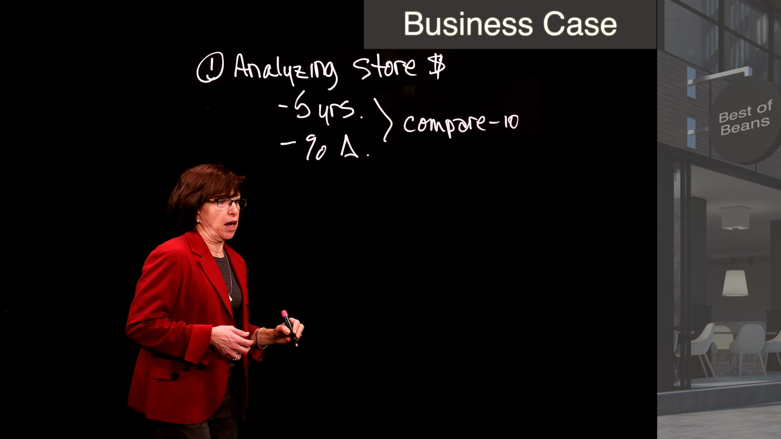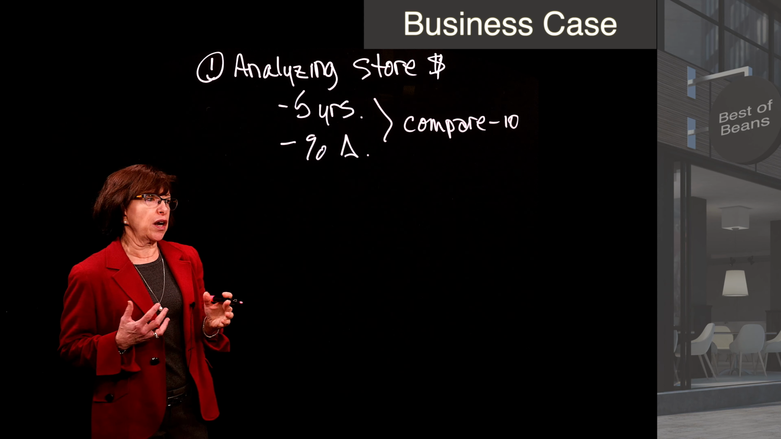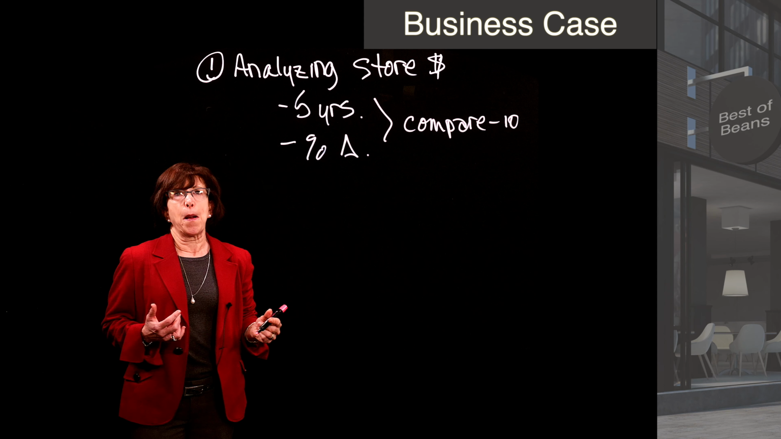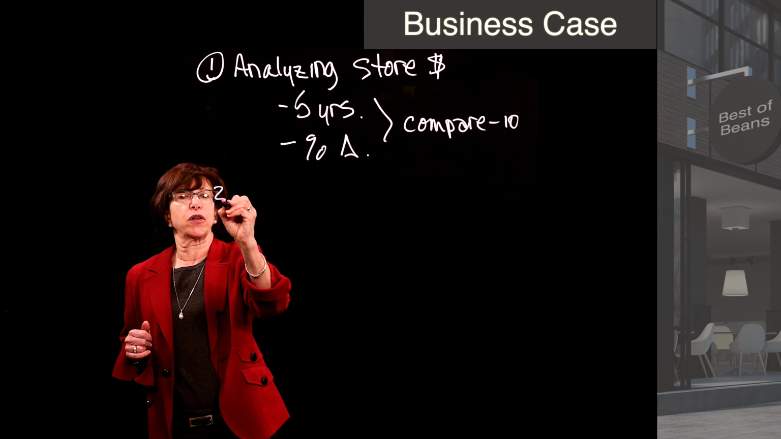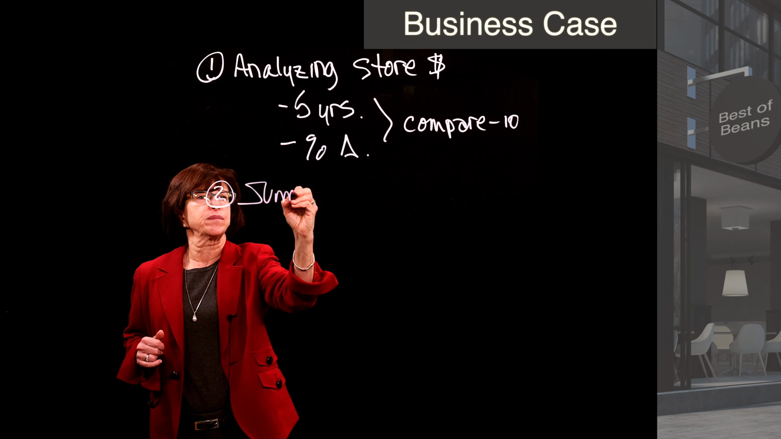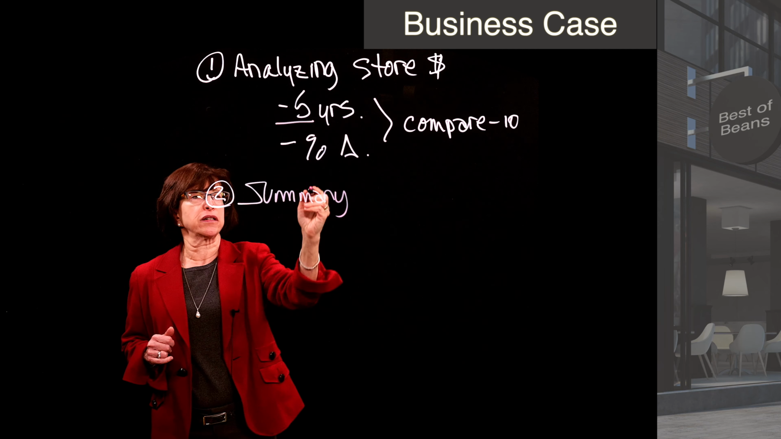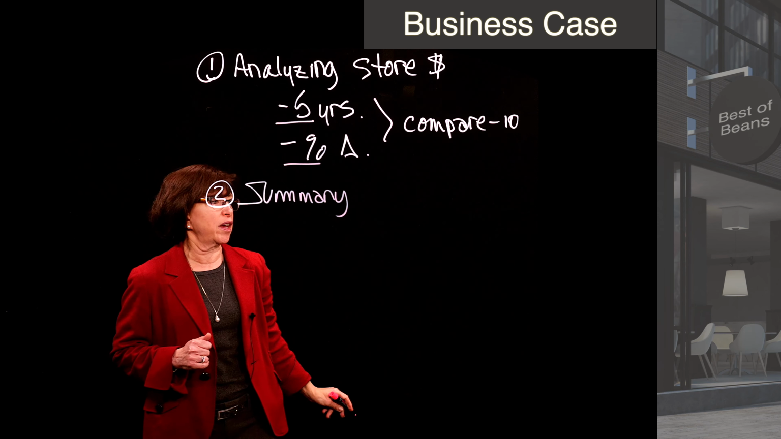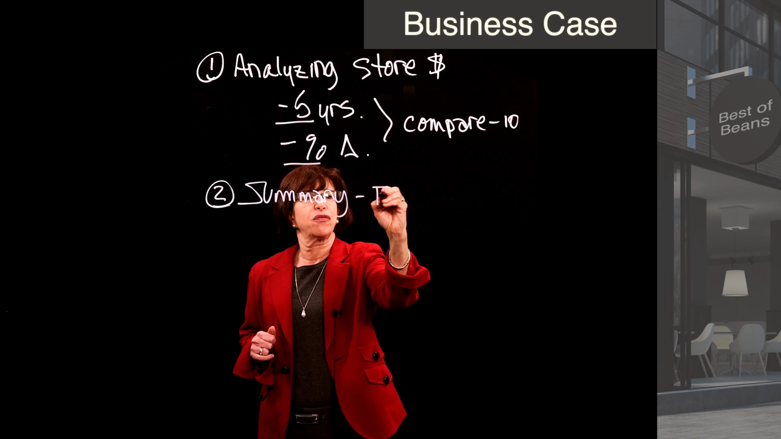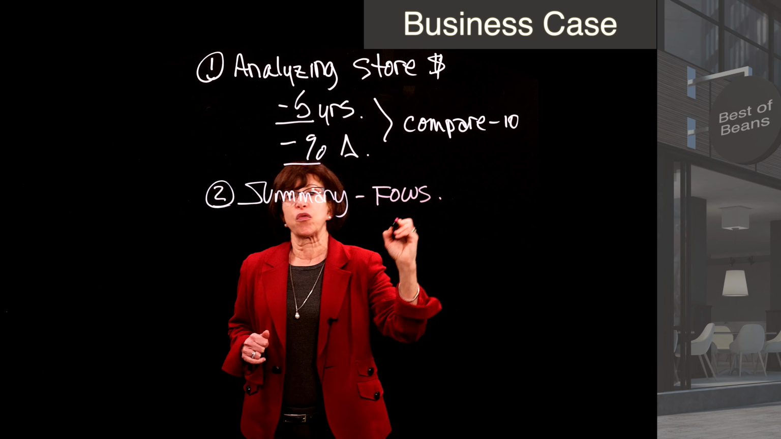Okay, the second thing I want you to think about is you've got a lot of historical information, but I want you to kind of put together a summary, taking this 5 years of data, looking at the percent change, and I want you to make it focused for the owners.